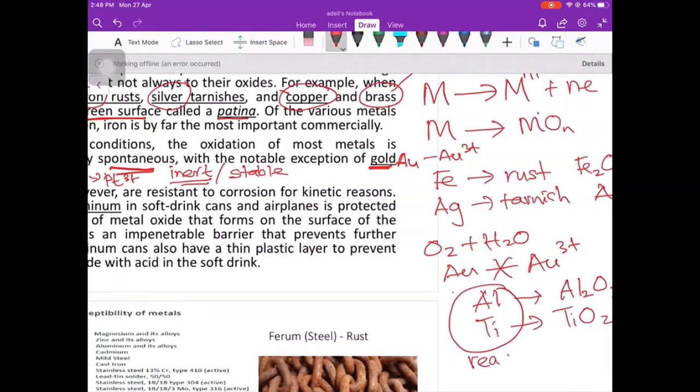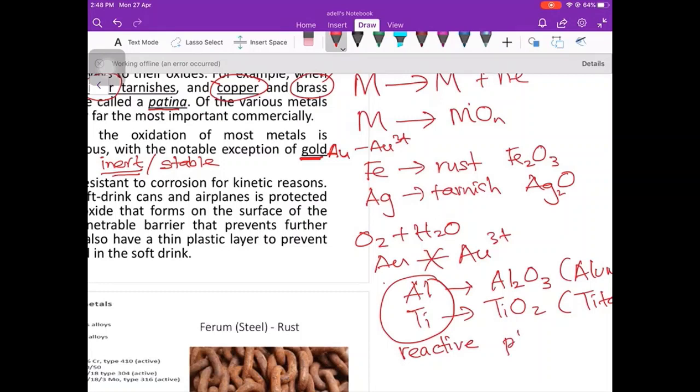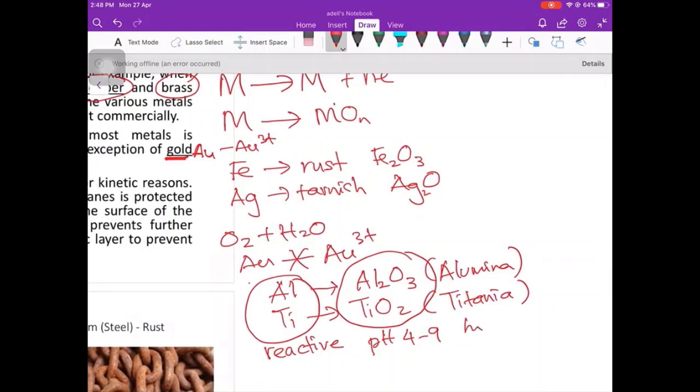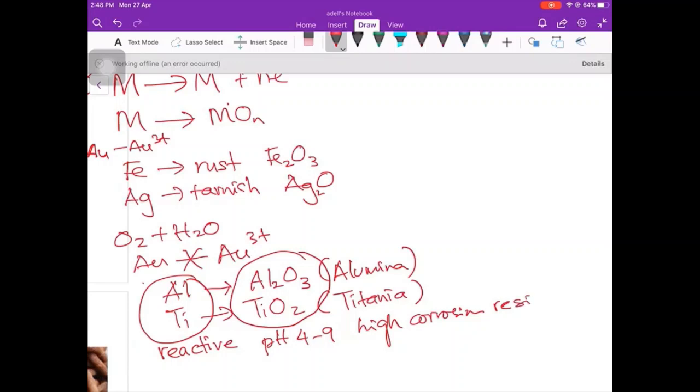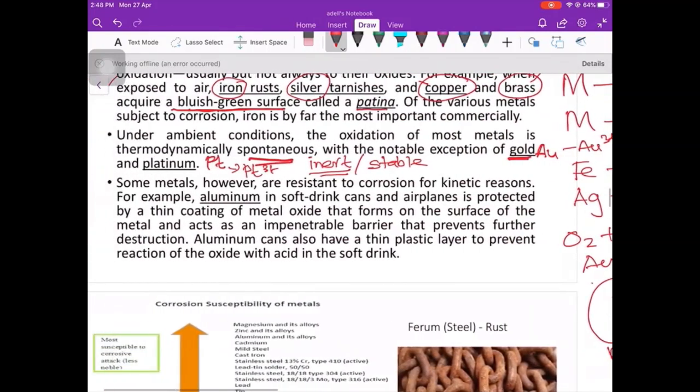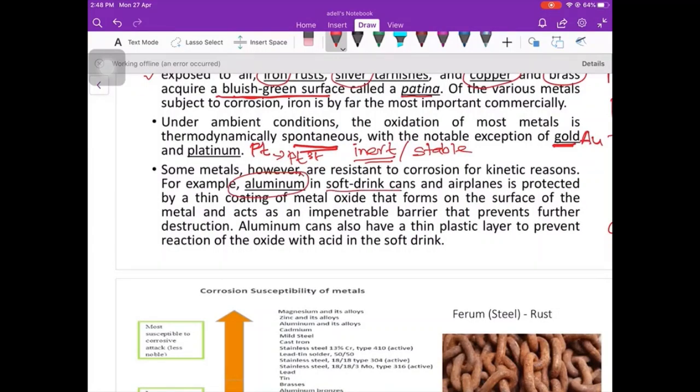Both are reactive metals if exposed to very strong acidic or strong alkaline, very corrosive solutions. But in a normal environment, pH 4 to 9, they produce an oxide layer on their surface with high corrosion resistance. It's difficult to corrode. Normally aluminium is used in soft drink cans and in airplanes, because the thin film of oxide layer protects the material from corrosion.